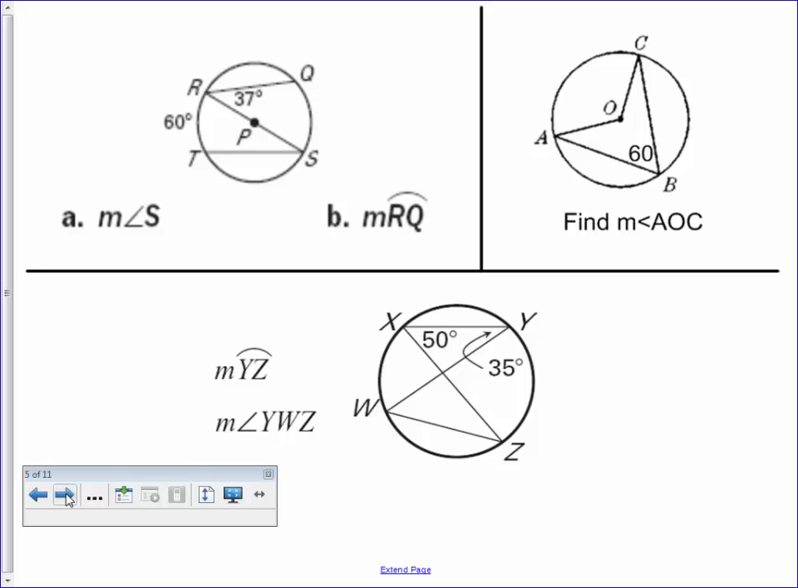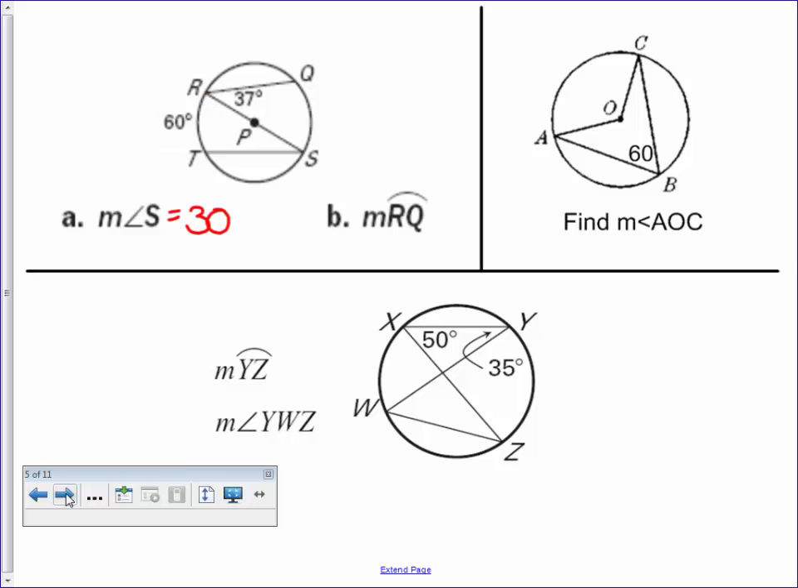So let's put some numbers to this. One on the top left, it says find angle S. So I'm going to highlight that. Angle S is here. Well, we see that it opens up to the arc 60. Well, remember, this is going to be half. So if we divide 60 by 2, we get the angle to be 30. I'm going to go ahead and erase that part.